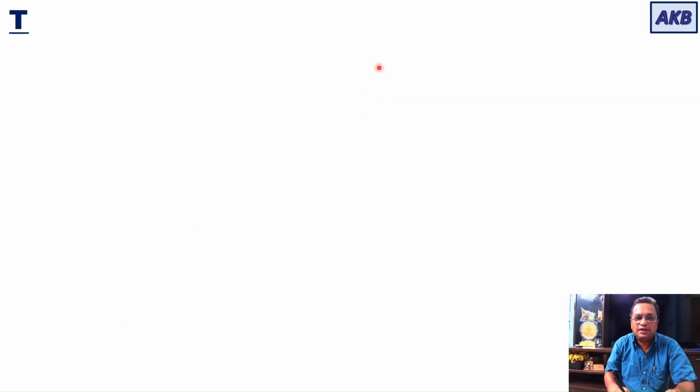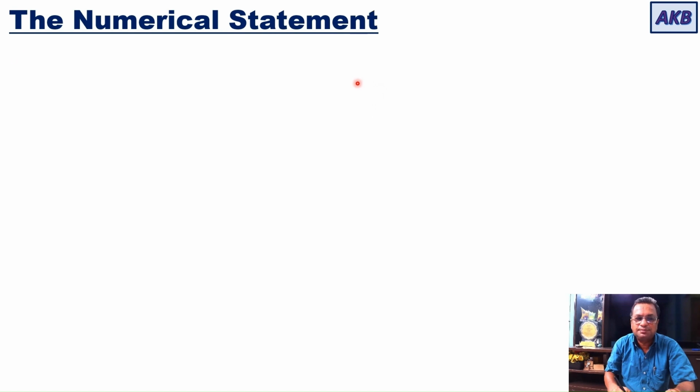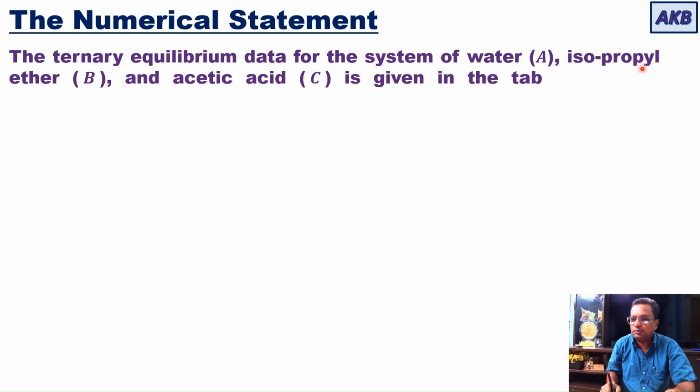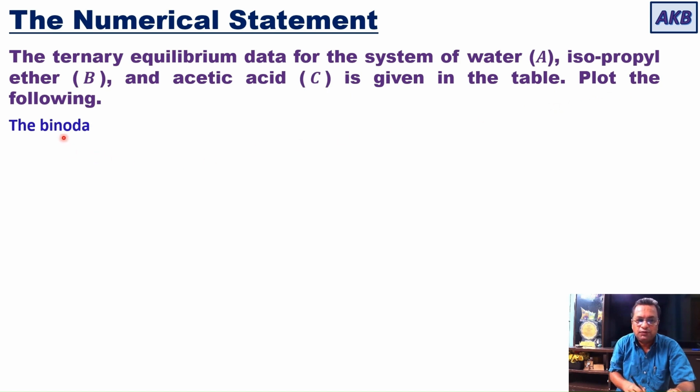Okay, so first let us look at the numerical statement. The ternary equilibrium data for the system of water, which is denoted by A, isopropyl ether, which is denoted by B, and acetic acid, which is denoted by C, is given in the table. I will shortly show the table to you. And by using this equilibrium data, we are supposed to plot the binodal solubility curve and then the distribution diagram.